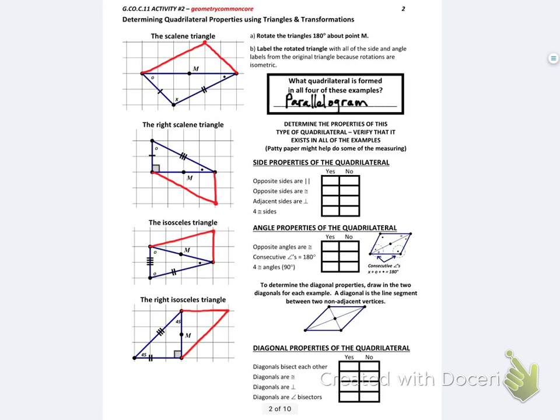Okay. And we'll go ahead and say yes, that's true. Remember, that's kind of the defining characteristic of a parallelogram. So it's not a parallelogram if the sides aren't parallel. So that's basically maybe the most defining characteristic here.